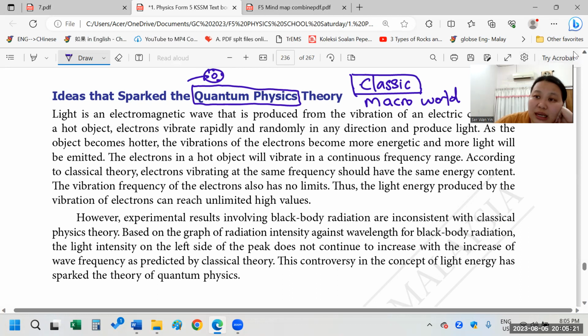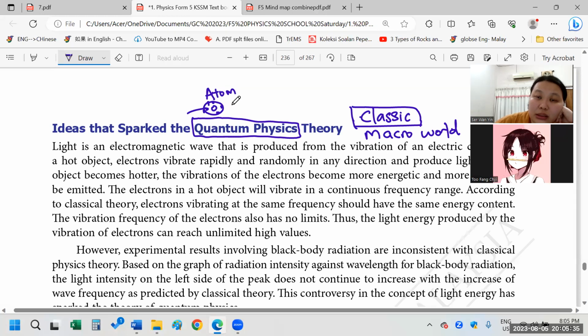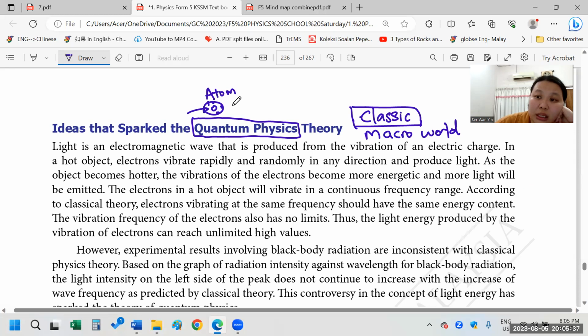Okay, so we thought the electron is the smallest subatomic particle inside an atom. But actually it's not. Recently the scientists found out there is another thing called quark. Quarks exist inside, even smaller than the electron. All right.